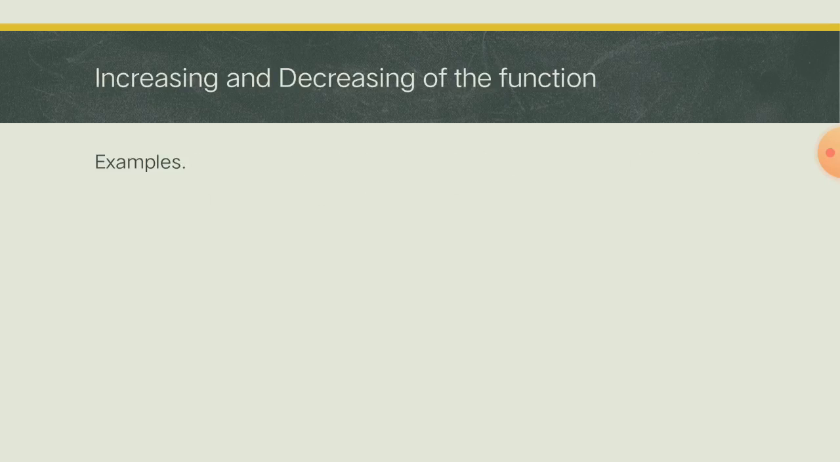Example number 1. The given is f of x is equal to x cubed plus 6x squared plus 9x. Find the open interval where the given function is increasing and decreasing and locate all the possible points where the tangent line is horizontal. As I have said, the given is f of x is equal to x cubed plus 6x squared plus 9x. To find out the open interval, here are some steps.